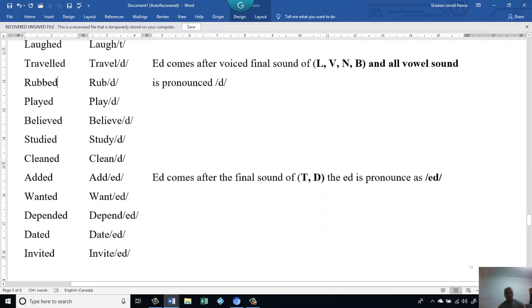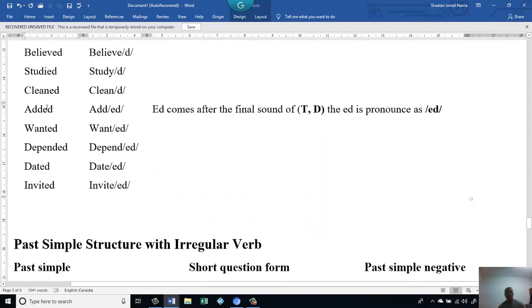If this ed comes after the final sound of T and D, this ed we pronounce as ed. For example, we say did. Okay, here we pronounce it D. Wanted. Okay, wanted. Ed. Depended, because they have a D. Then dated, and then invited.